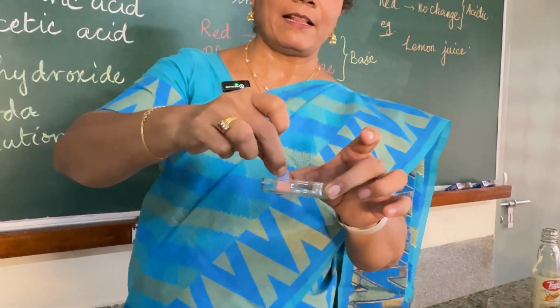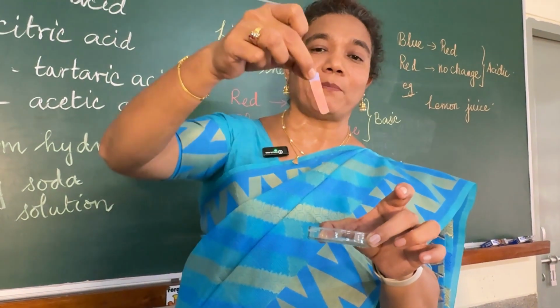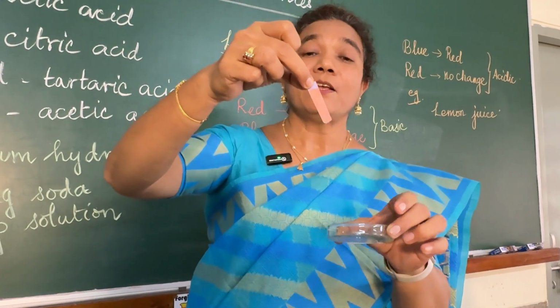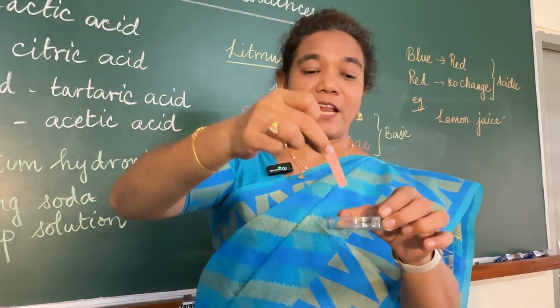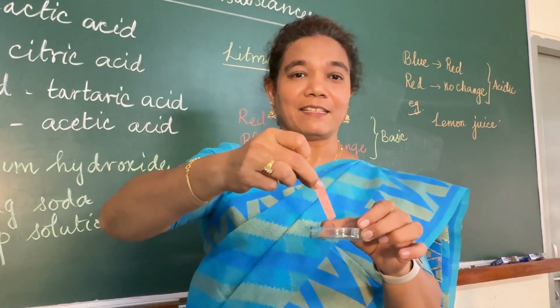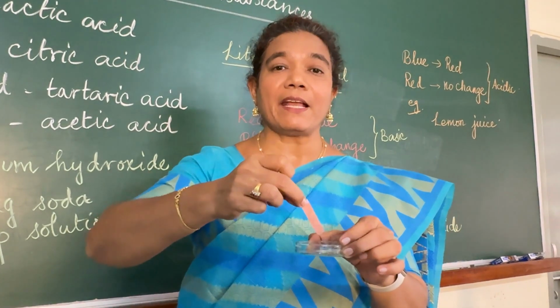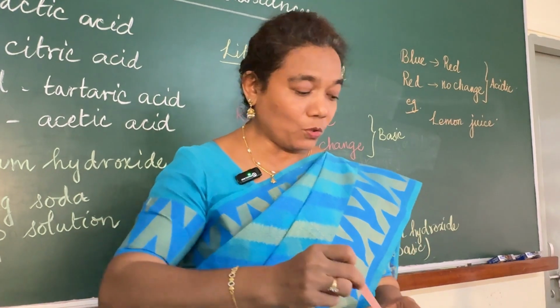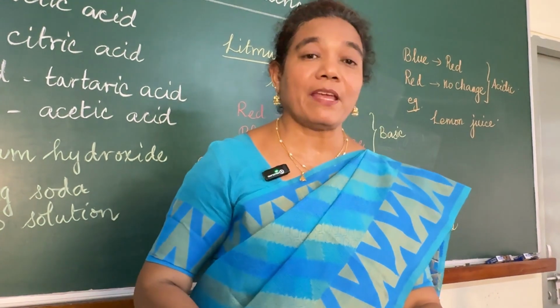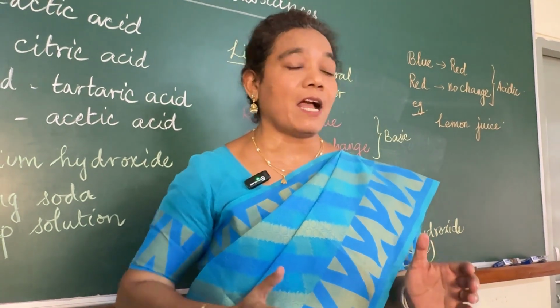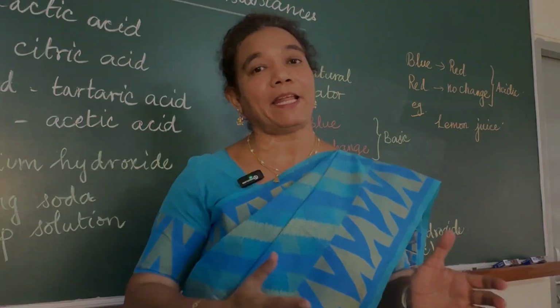See here, immediately the color changed into red color. Blue litmus paper changed into red color. So we can say that this vinegar is acidic in nature. Have you all understood clearly? Vinegar is acidic in nature. So through this natural indicator, we can identify whether substances have acidity or basicity.